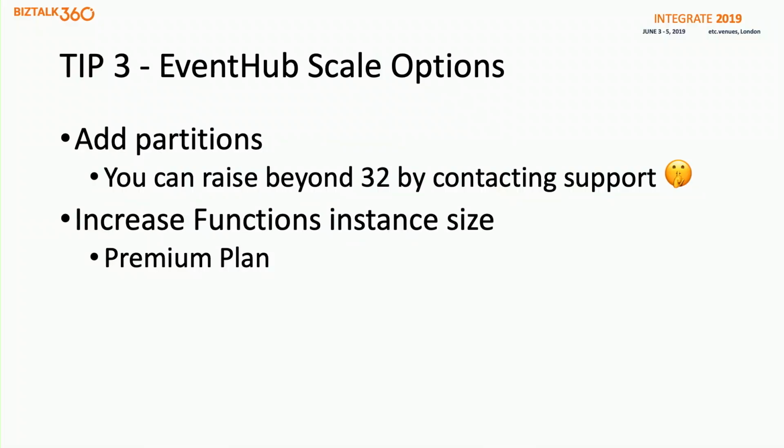So tip number 3 for Event Hub scale options: you can raise your partitions up to 32, but if you would like more partitions, you can open a support ticket and they will gladly give you more partitions. In that example where Paul processed 100,000 messages per second, we opened a support ticket, asked for 100 partitions, and they gladly gave them to us. And also you can increase the instance size. I've covered that already. Awesome.